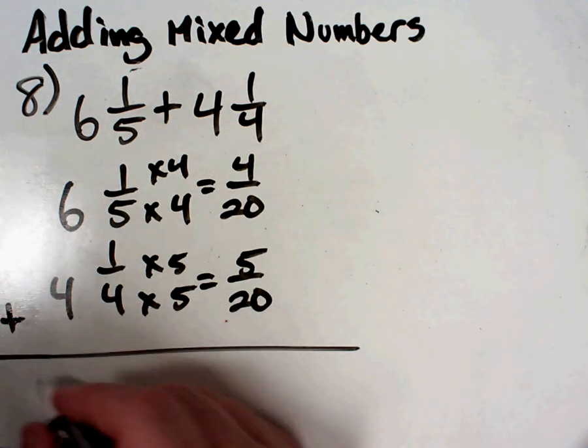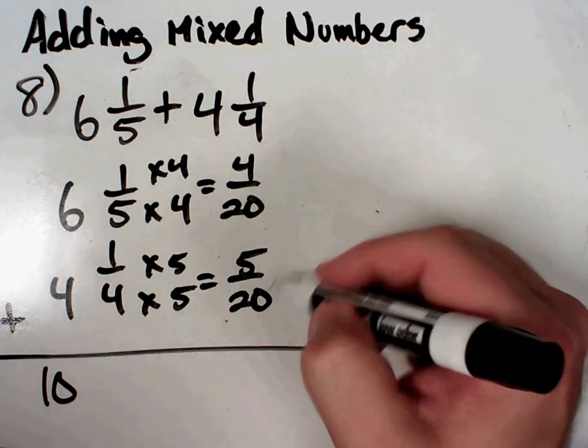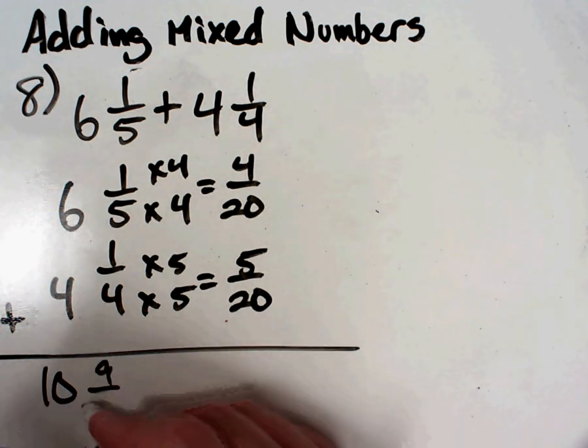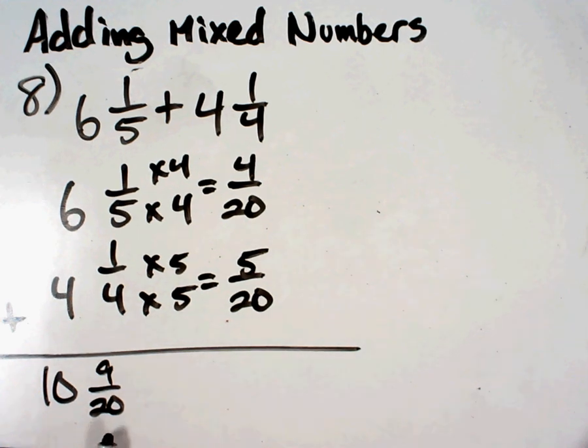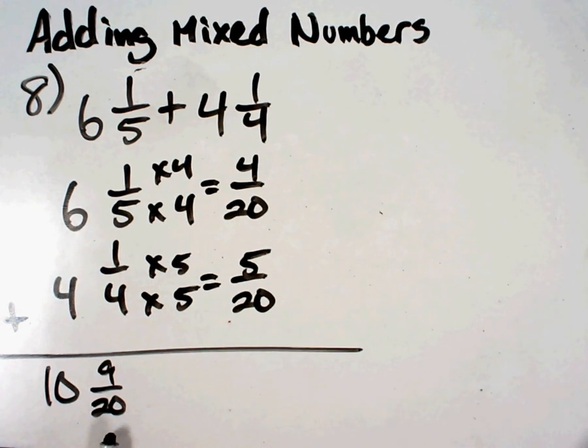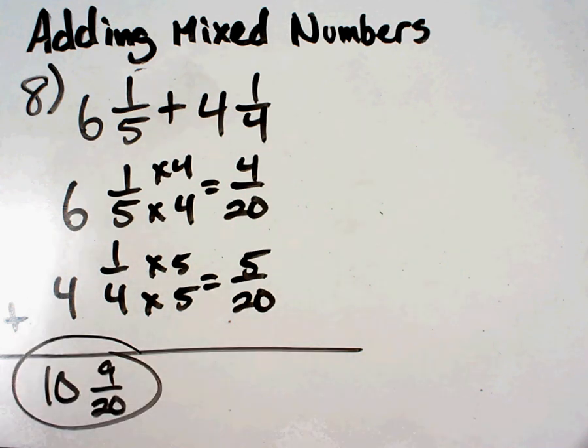6 plus 4 is 10. 4/20 plus 5/20 gives me 9/20. And 9/20 is in its simplest form, and it is a proper fraction, so that is my answer. I like that one.